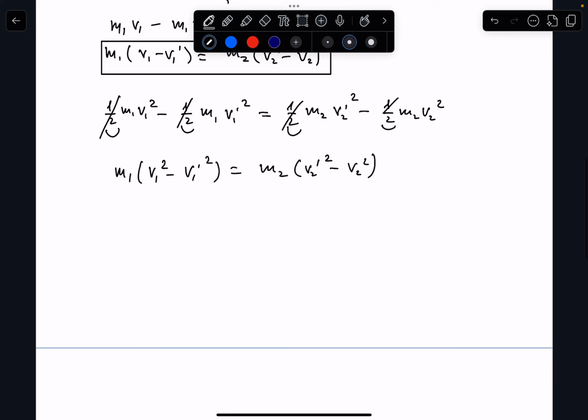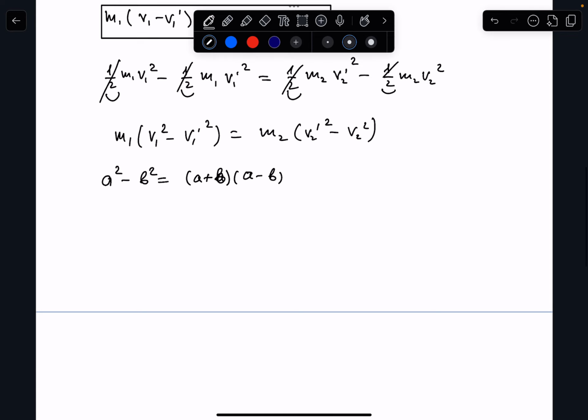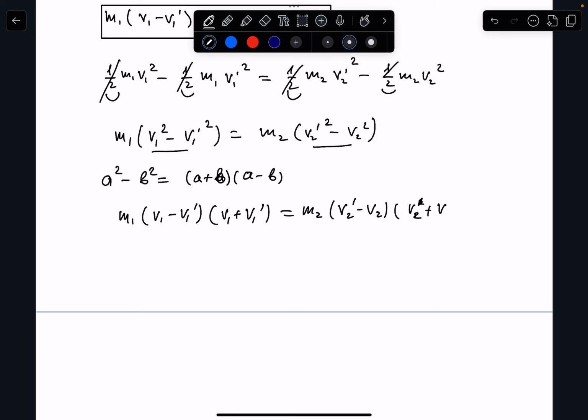And now, from algebra, we will use the formula a squared minus b squared equals (a plus b)(a minus b), and use it here for this and for this one. It becomes m1 (v1 minus v1 prime)(v1 plus v1 prime) equals m2 (v2 prime minus v2)(v2 prime plus v2).